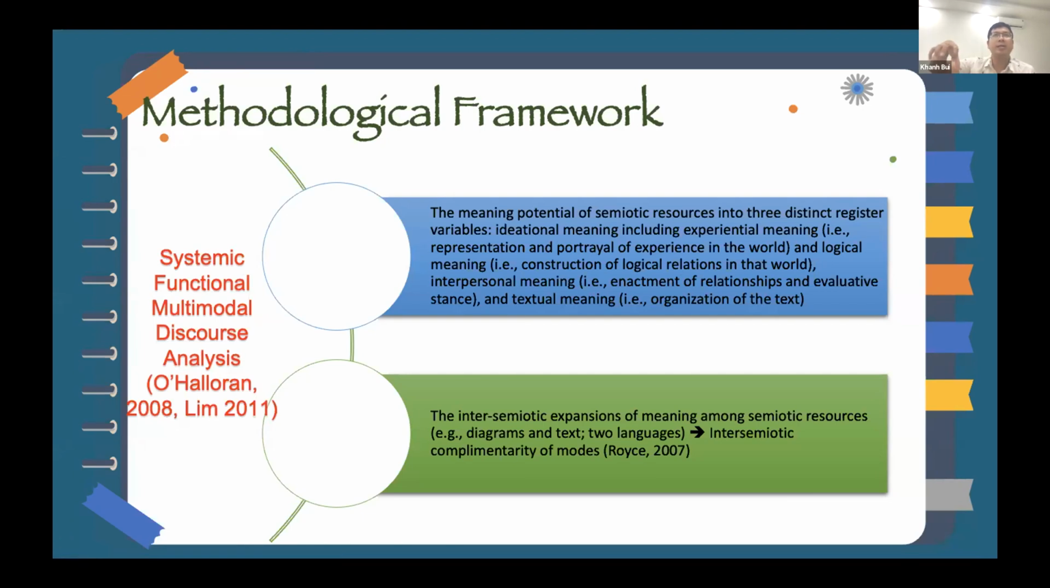But as you can see, when the youth design their projects, there are different modes in one frame. So we are also curious about the inter-semiotic expansion of meaning among the semiotic resources. For example, how the diagram and the text complement each other's meaning. Or if the kids use gestures while presenting their artifacts, how the gestures support the meaning of the artifacts. So we also incorporate the inter-semiotic complementarity of modes proposed by Royce.